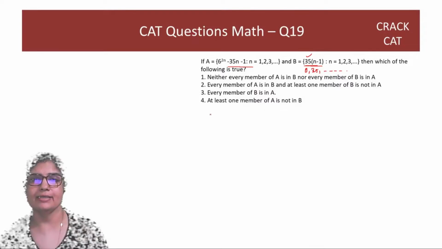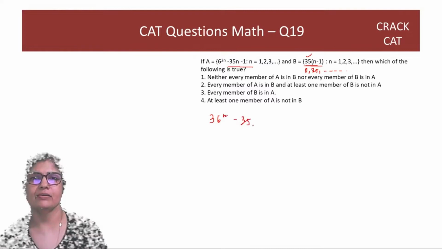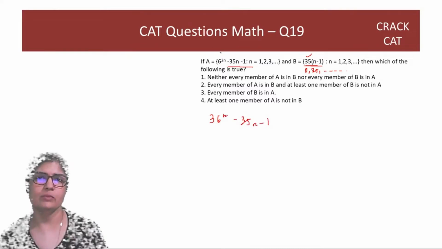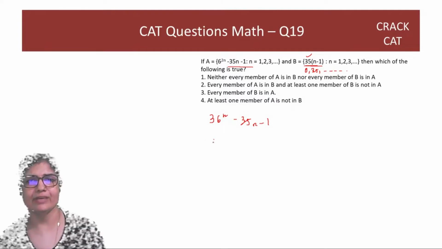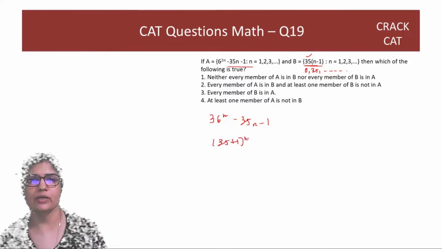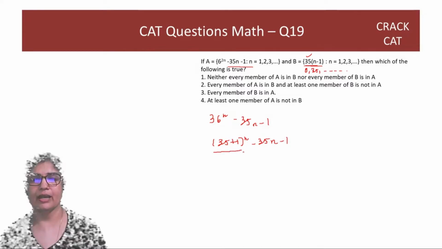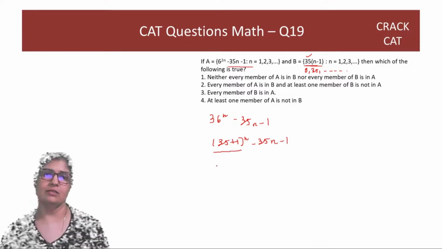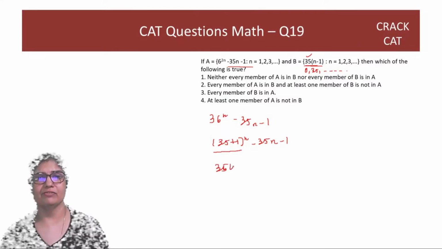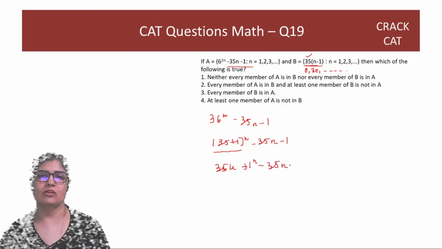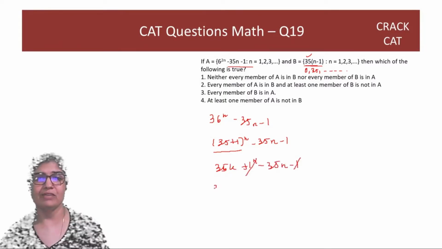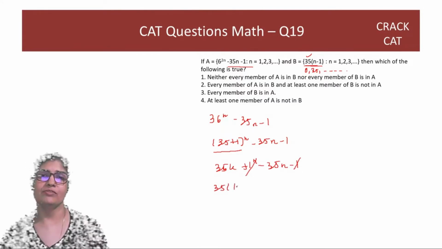So A I can write as 36 raised to n minus 35n minus 1. Right? So I took the square inside. So this itself I can write as 35 plus 1 raised to n minus 35n minus 1. So when I expand this, everything will be a multiple of 35 except the last term. So I'll get a multiple of 35 and then I'm left with 1 raised to n. So this 1 and this 1 cancel and we will be left with a multiple of 35.